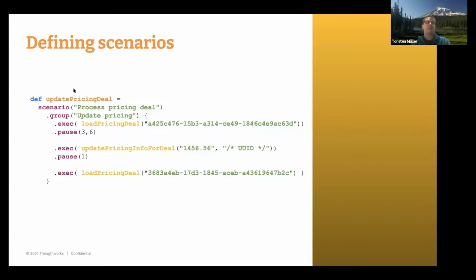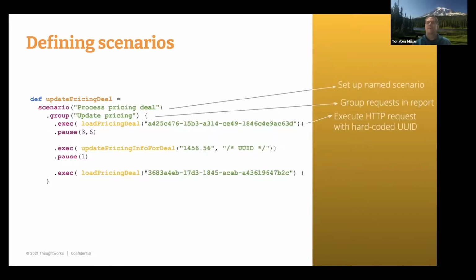So here we have, again, we define a method that doesn't take any parameters. We define our scenario called process pricing deal. And then we group all of these, and this will become more clear later when I'm going to show you some examples of the reports. So that down the line, you can actually know what those numbers mean that you're getting. And then we're starting here by executing the request for load pricing deal and pass it a UUID. Sorry, I forgot about this.